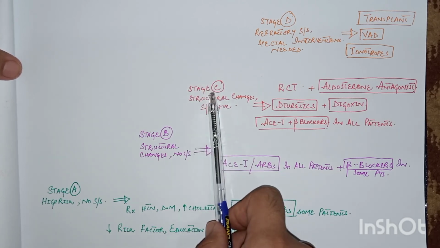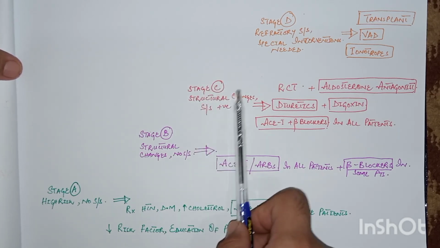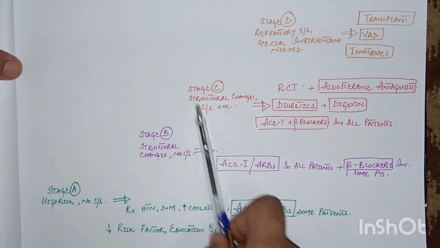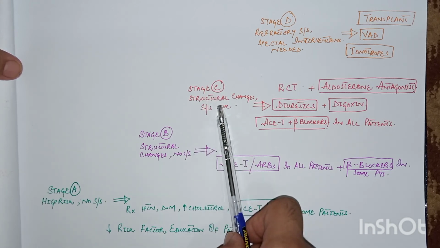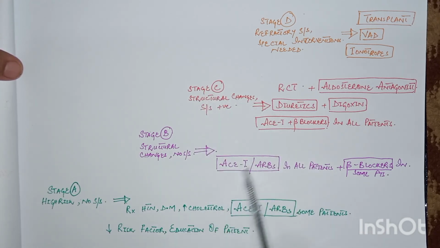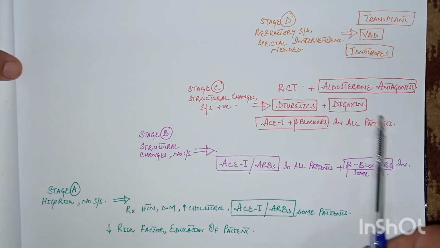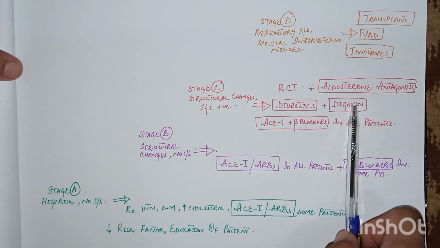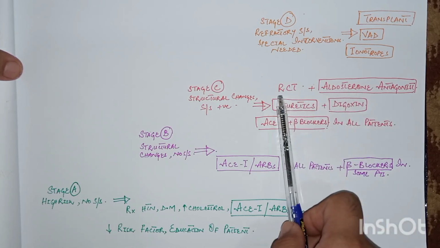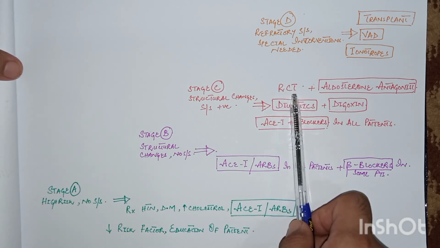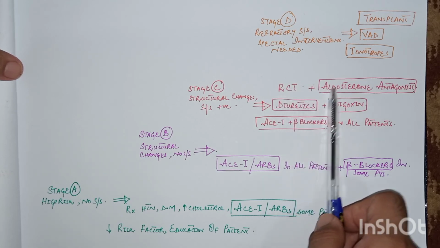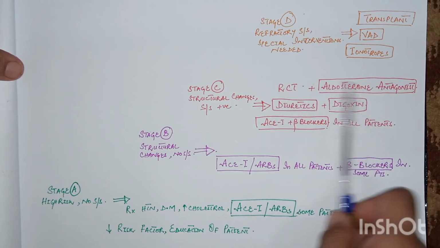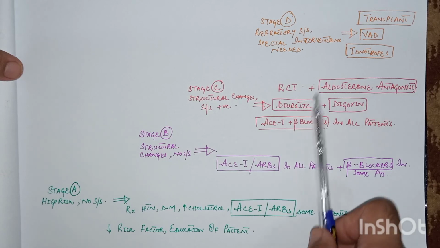Now come to stage C, in which there are structural changes as well as signs and symptoms of congestive cardiac failure. Initially, ACE inhibitors, like stage B, plus beta blockers in all the patients, but add diuretics and digoxin, which is a positive inotropic agent, in some patients, and then CRT, that is cardiac resynchronization therapy, in a few patients, along with the aldosterone antagonist, that is spironolactone. So this was the management in stage C.